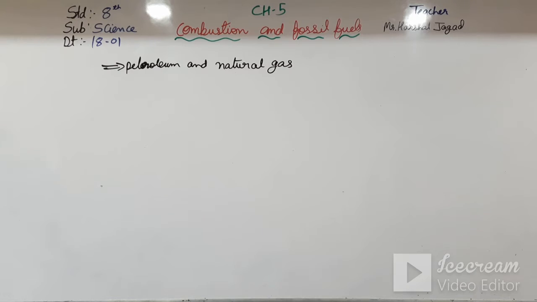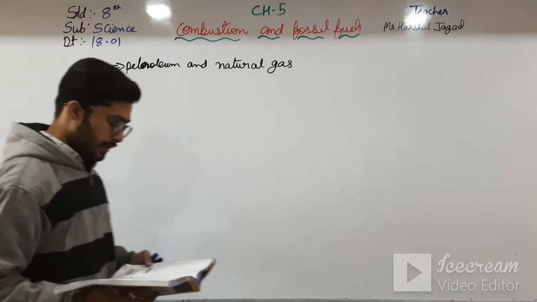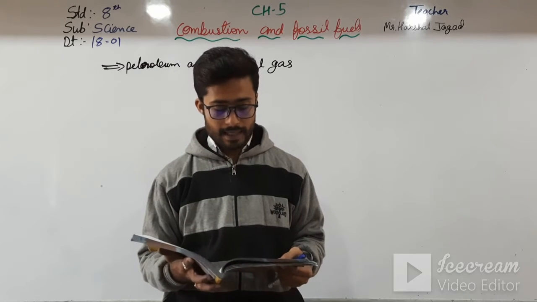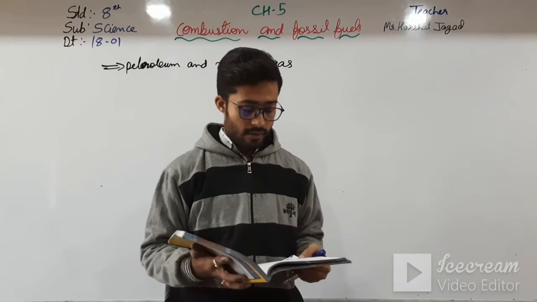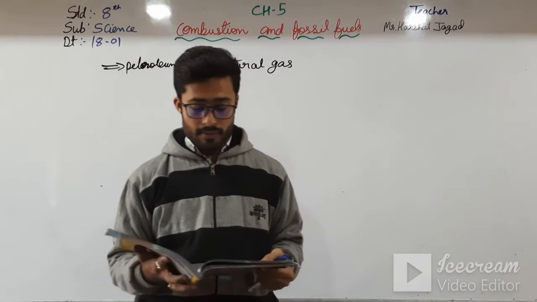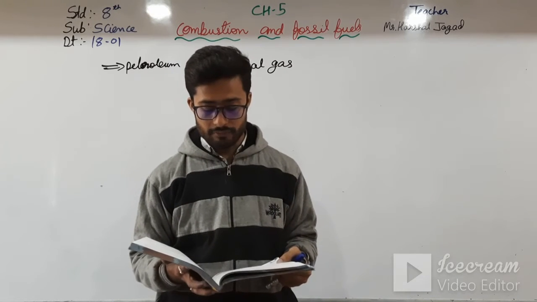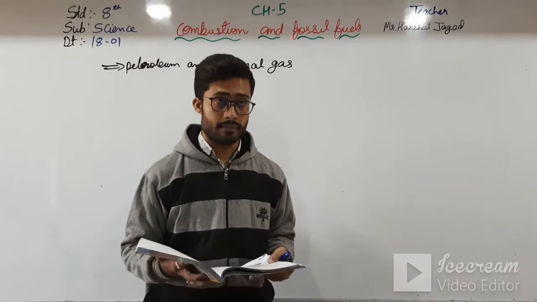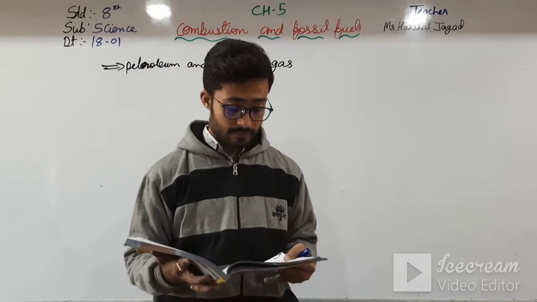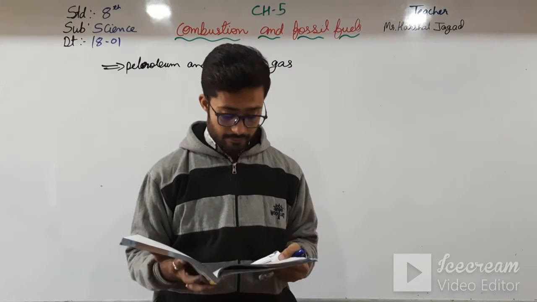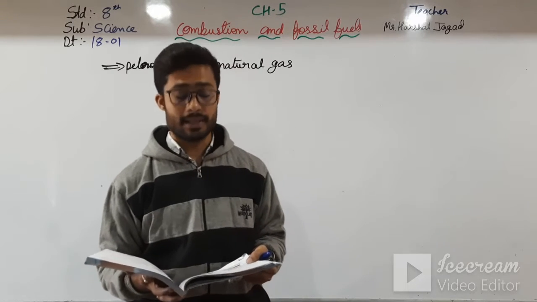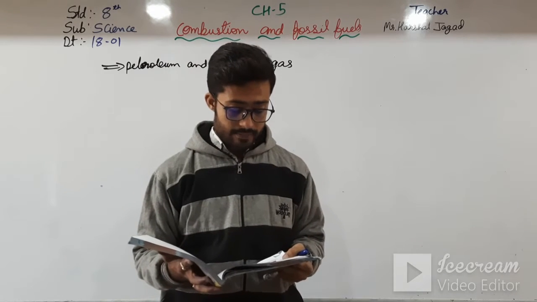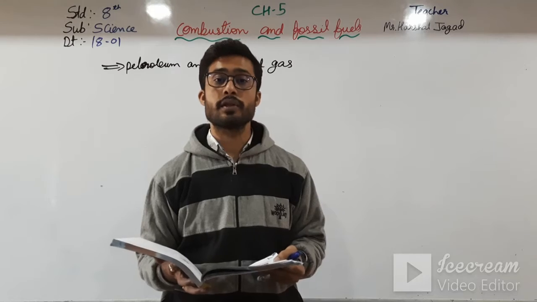Here, let us see. Petroleum and natural gas were formed from the remains of tiny marine organisms that died millions of years ago. The process of formation of petroleum and natural gas is shown in figure 5.8. Here you can see a layer of dead organisms. In figure 5.8 you can see how petroleum and natural gas are formed. First, tiny marine organisms died and settled on the ocean floor.